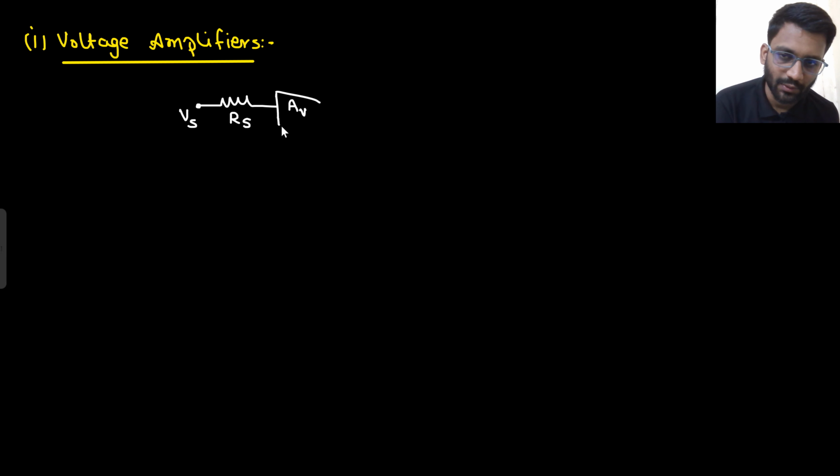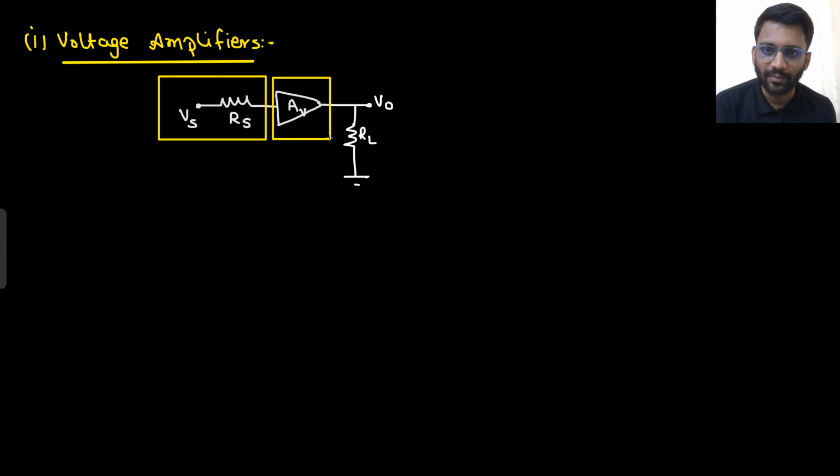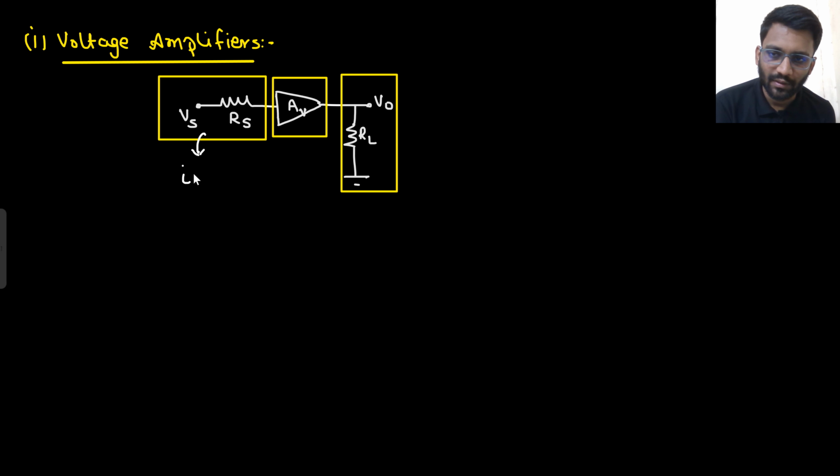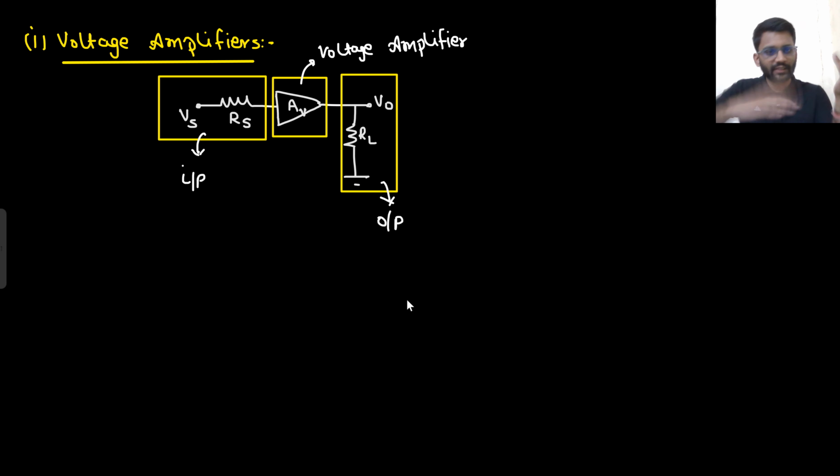Basically this portion was your input. This is the voltage amplifier and this is the output. Why is it called a voltage amplifier? Because output is voltage, input is also voltage. So that's why it is called a voltage amplifier.